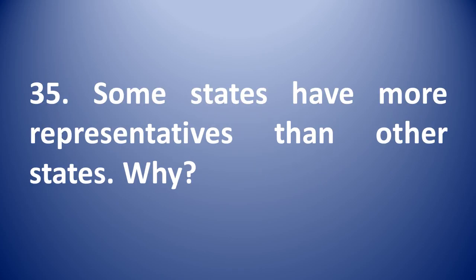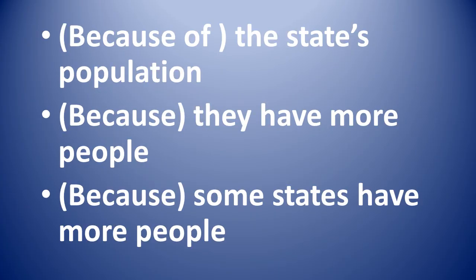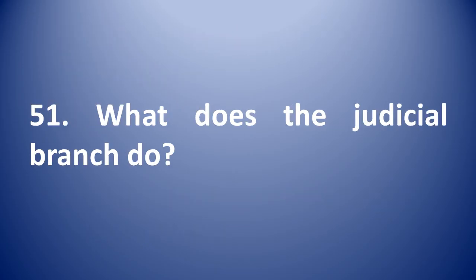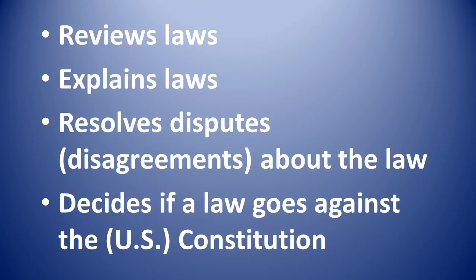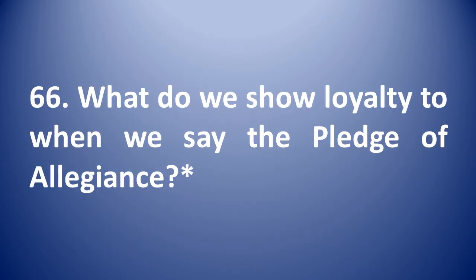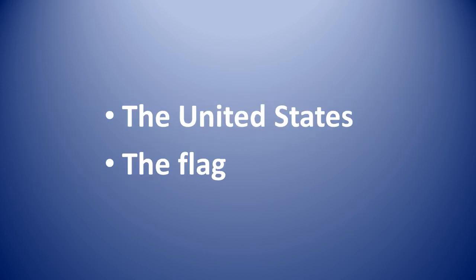Some states have more representatives than other states. Why? Because they have more people. What does the judicial branch do? Reviews laws. What do we show loyalty to when we say the Pledge of Allegiance? The United States, the flag.